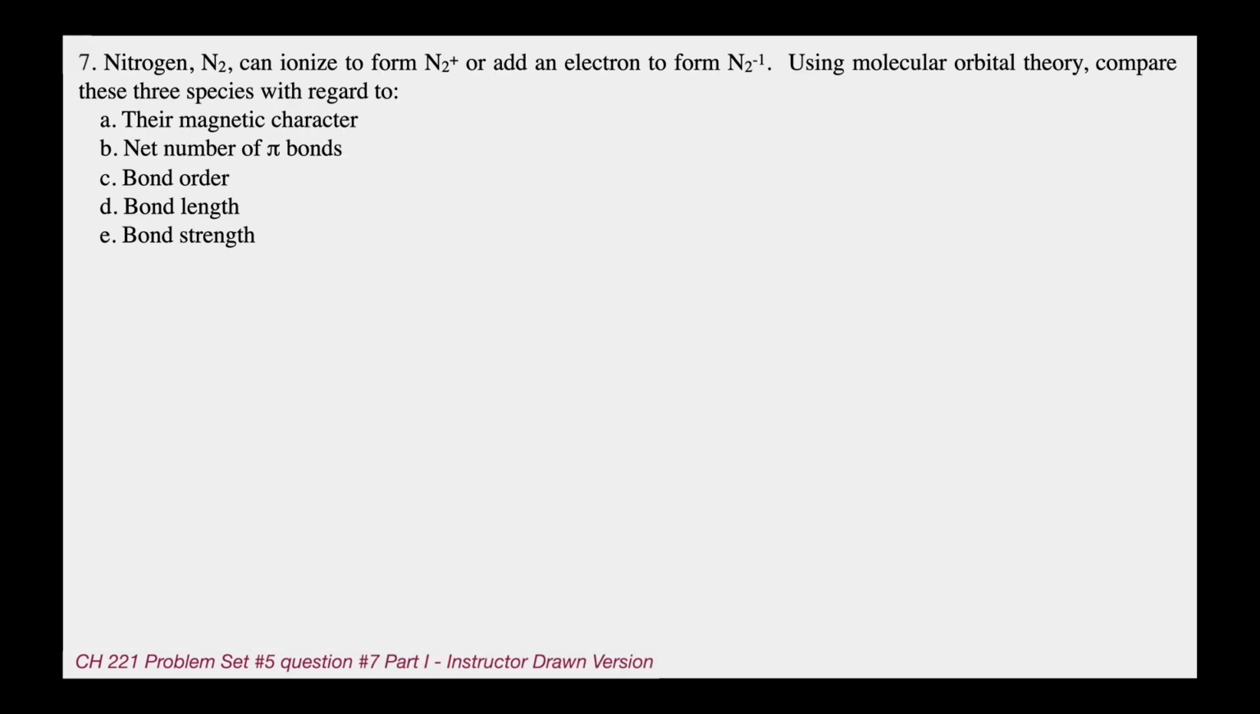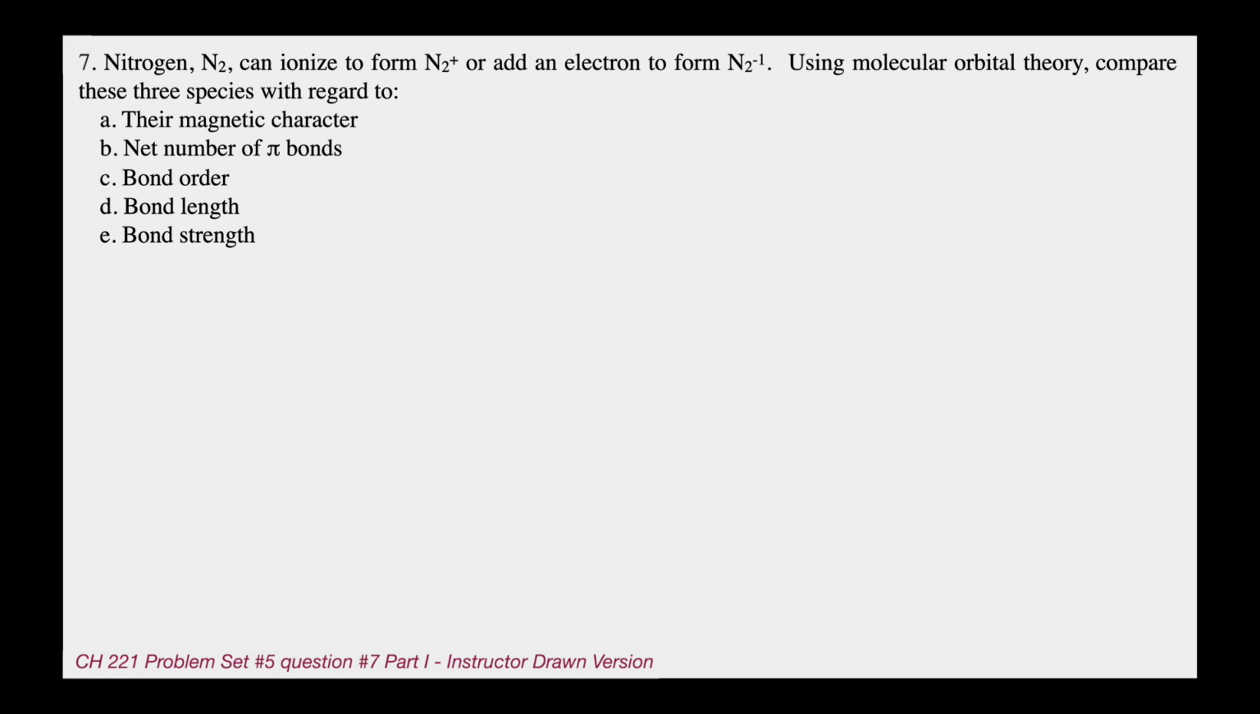This problem has nitrogen, N2, and it can make N2 plus or N2 minus. Use molecular orbital theory to compare these three species with regard to magnetism, which is paramagnetic or diamagnetic, number of pi bonds, bond order, bond length, bond strength. No problem. Okay, this is an example now where we're going to draw a molecular orbital diagram with the quote-unquote NBC.